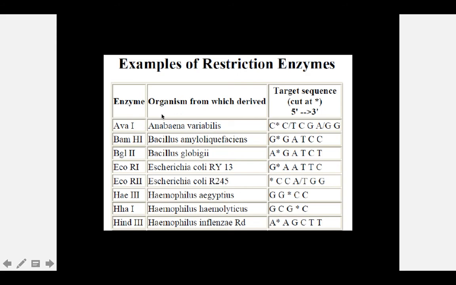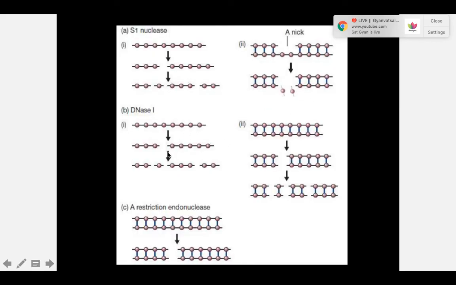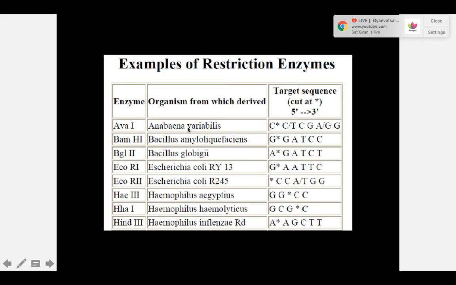Fine. Now, these are the organisms from which they are derived. As for example, EcoRI is derived from Escherichia coli. What is R, and why 1? That I will let you know. And it is going to cut the target sequence GAATTC. Whenever it finds GAATTC in the entire sequence, at that particular place EcoRI is going to produce the cut, just like this one. You are able to see it produces the cut over here.